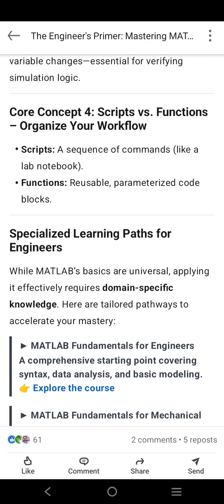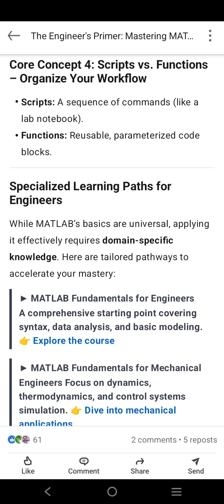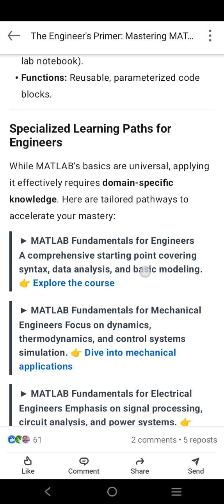Specialized learning path for engineers. While MATLAB basics are universal, applying it effectively requires domain-specific knowledge. Here are tailored pathways to accelerate your mastery.